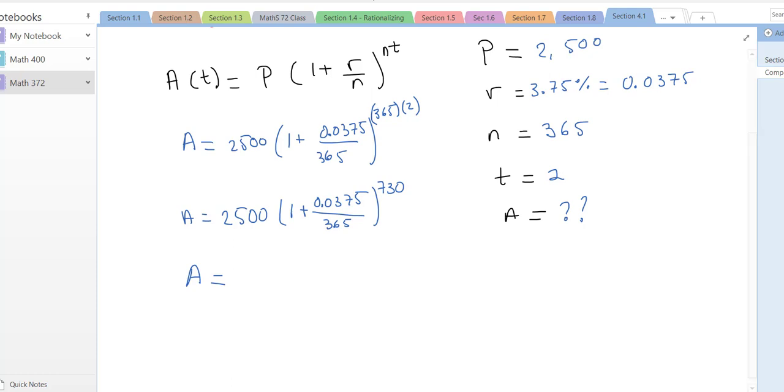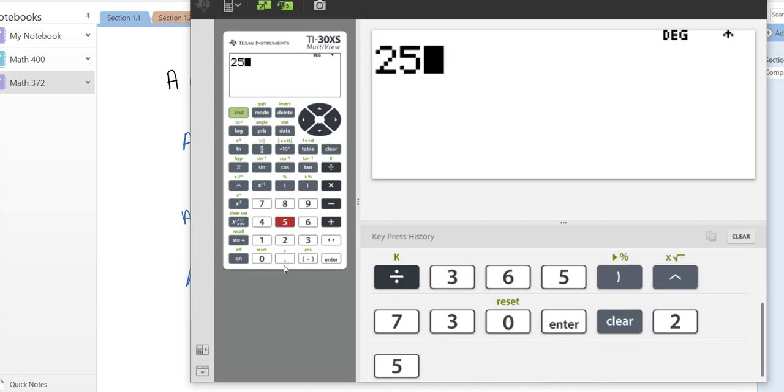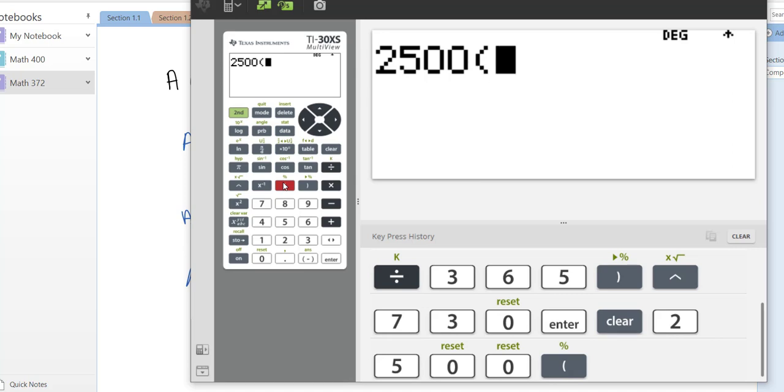So let me bring up our calculator. This is the TI-30XS. And so when I put this in, we're going to do the 2500. So I have 2500 times, so I'm just going to use the parentheses. I'm not going to actually press the times key. And then I'm just going to put in 1 plus, and this is where that fraction comes in, the 0.0375.